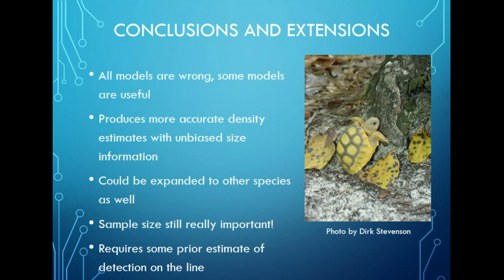And then finally, really the only problem is that it requires some prior estimate of detection on the line. And so we do suggest that you use some other kind of method to estimate that ahead of time. We're developing enhanced line transect distance surveys that involve intensive searches. We're still working on that. But we still think that this could be a potentially really powerful tool for management of this species.